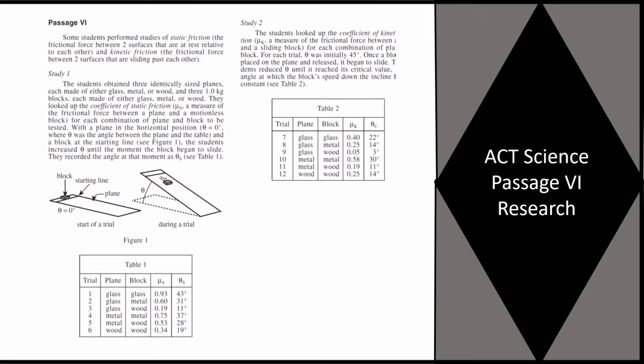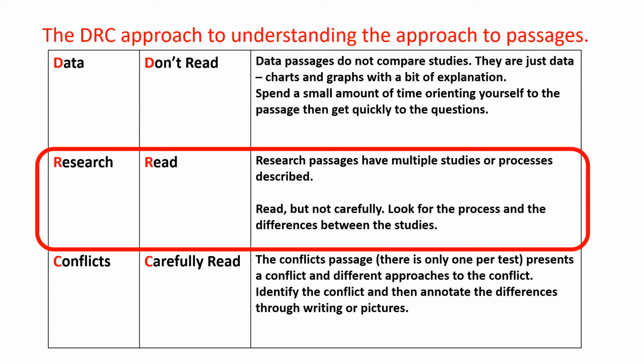This is ACT Science, Passage 6. This is a research passage. We know it's research because we see Study 1 and Study 2. Our DRC approach, research means read, not carefully, but you want to look at the process and the differences between the two studies before going to the questions. Probably somewhere between 30 seconds and a minute before you get to the questions. That's what works for most students.